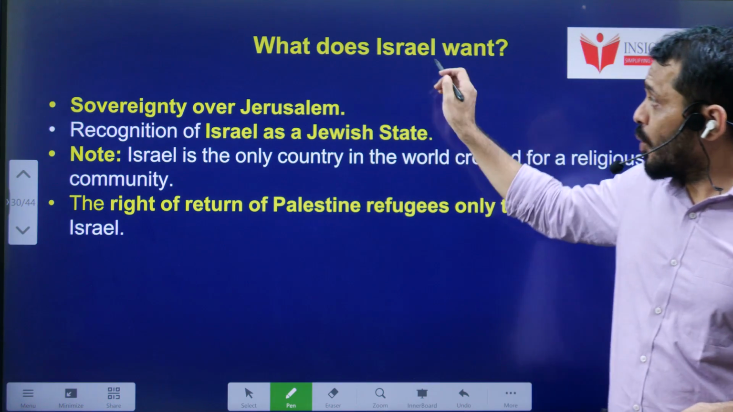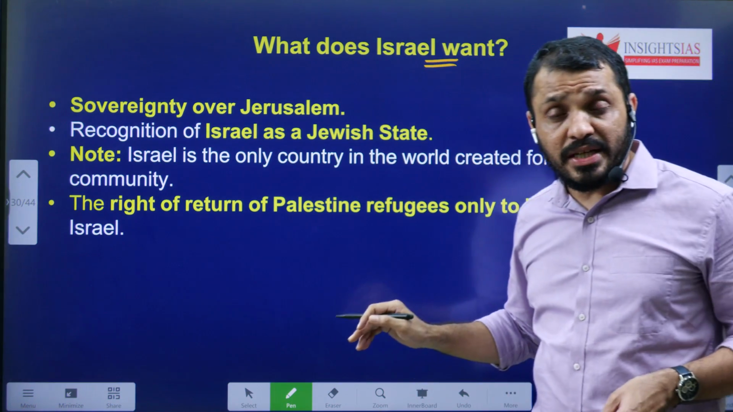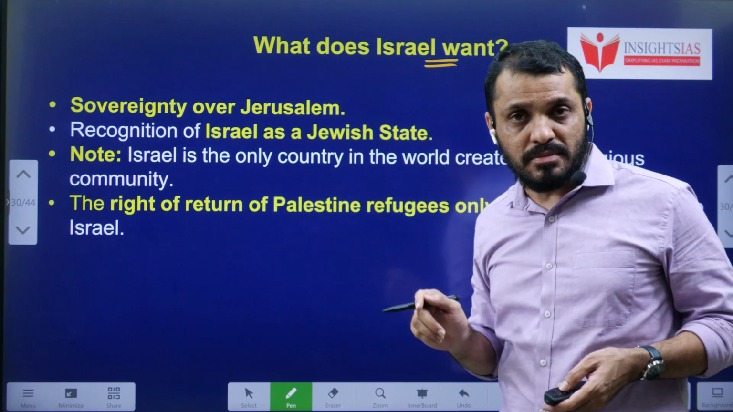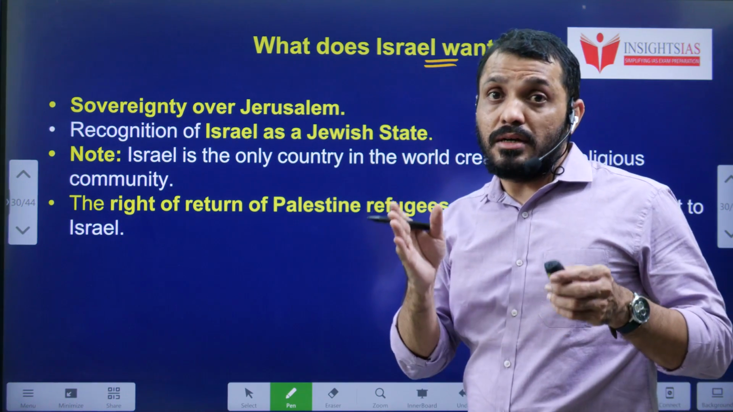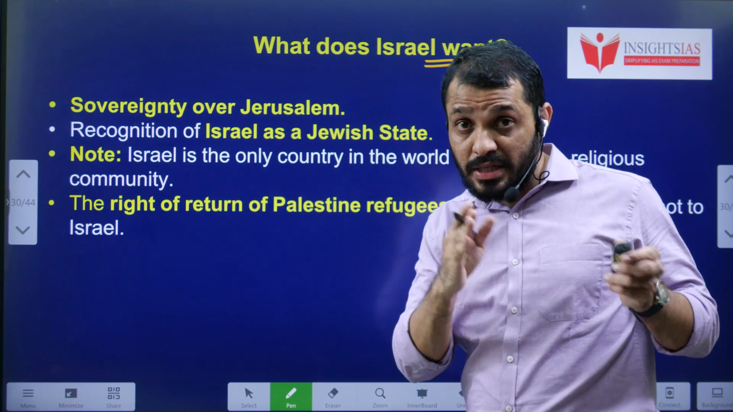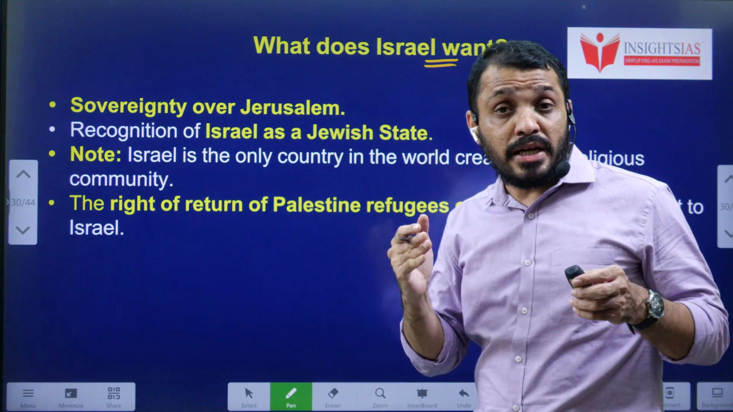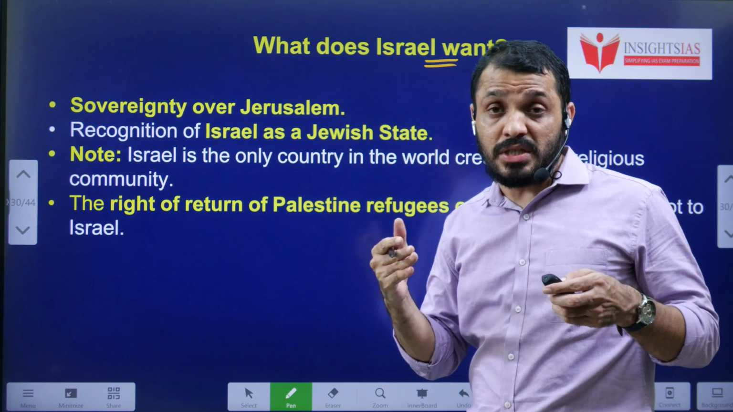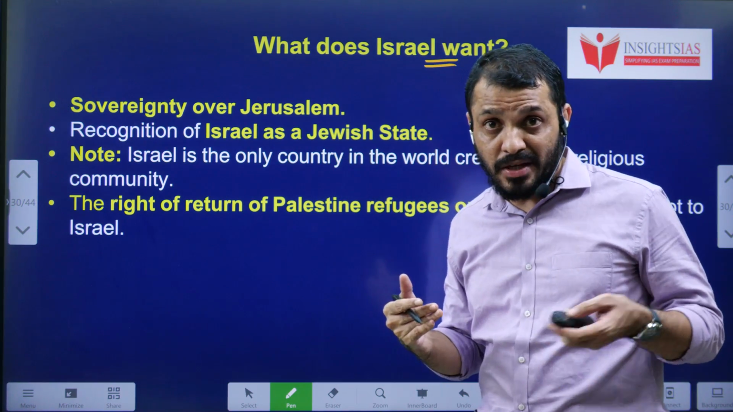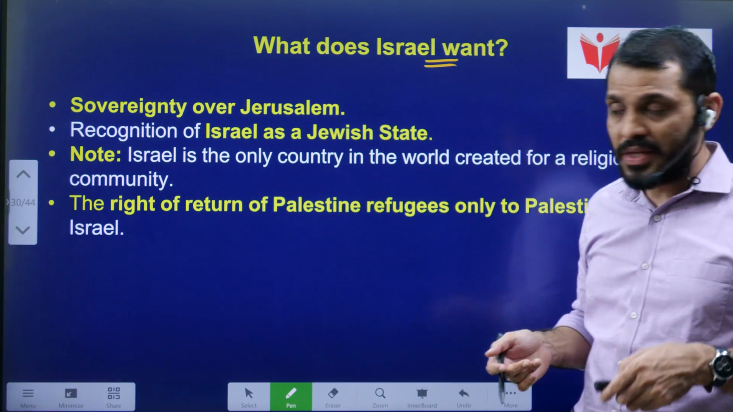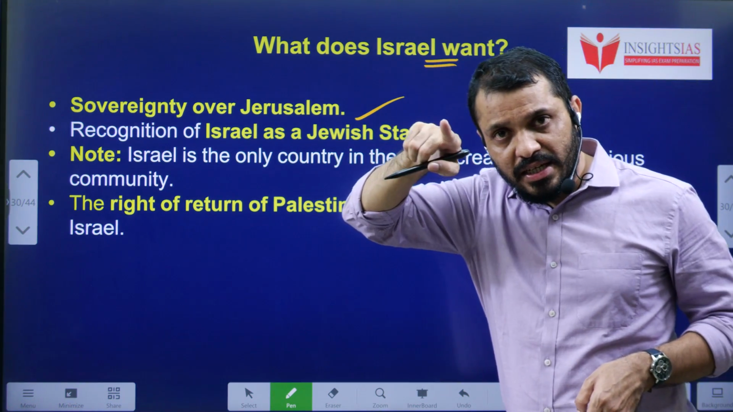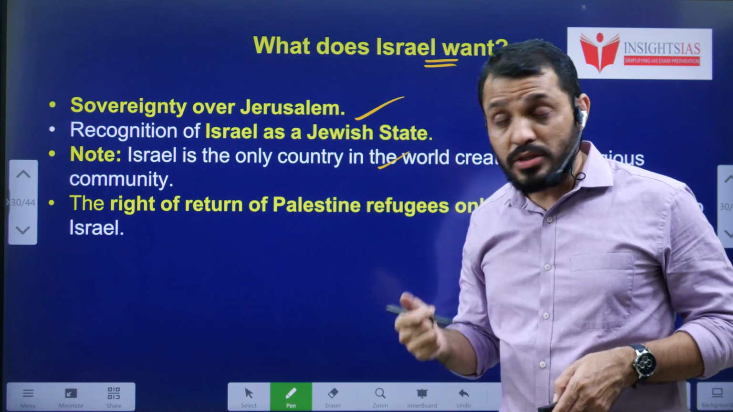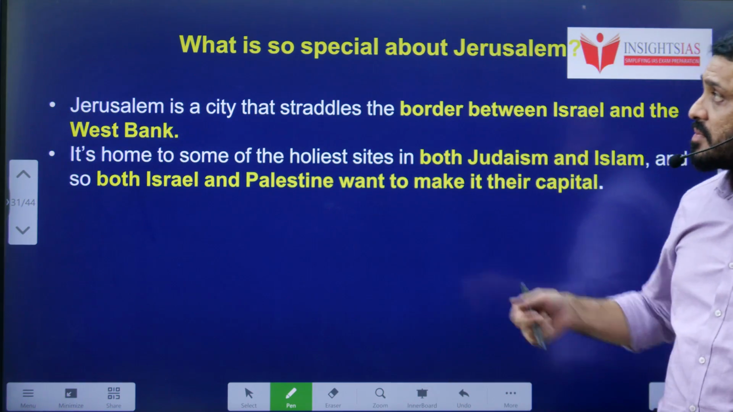And what does Israel want? Israel wanted sovereignty over the entire Jerusalem. Israel doesn't want these Palestinian refugees to settle down in Israel. They are okay with the refugees settling down in the West Bank and Gaza, but not in Israel. And Israel also wanted whatever territory it has to be recognized as a separate Jewish state.